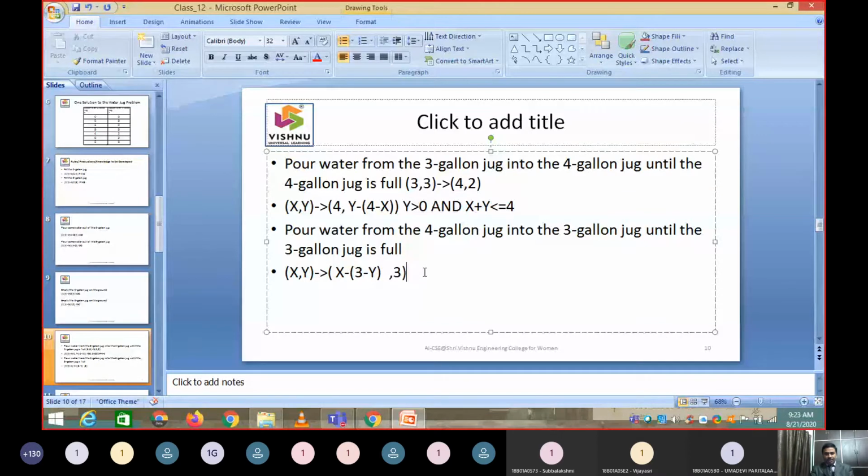If you ask me to write the conditions, I can write that when you are pouring something from x, the x value should be greater than 0. And you can write this also like x plus y should be greater than or equal to 3. Something like that you write. But it is better to use greater than, because there is some water which can be there in this when you are pouring, and there is also a chance that the 4-gallon jug has some excess water.